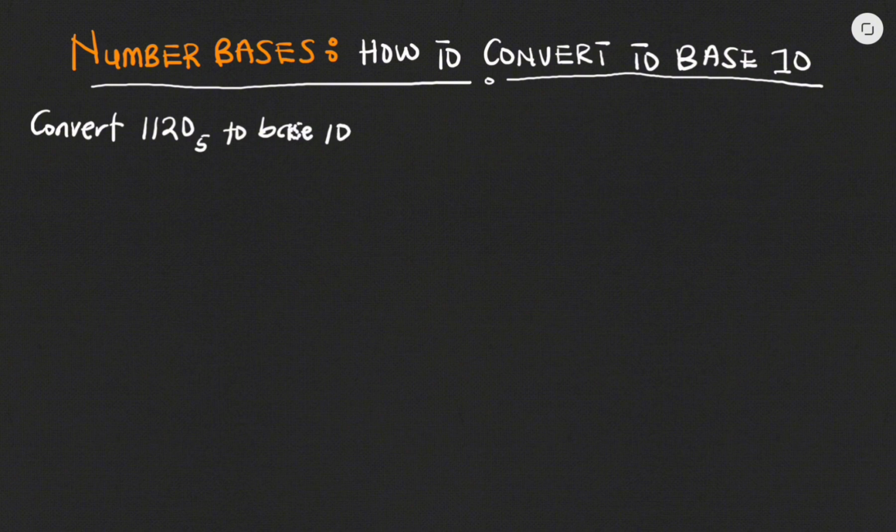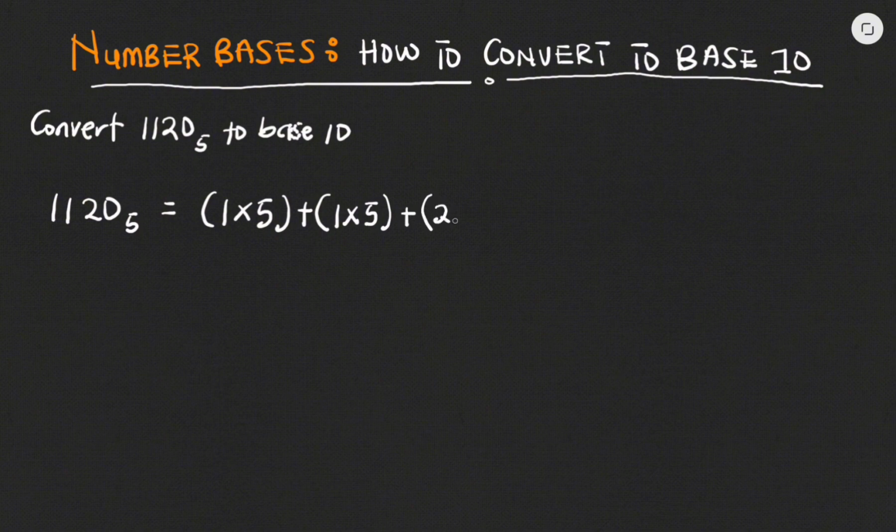This is the question we have: convert to a base 10 numeral. To convert any number to base 10, this is what we do. In this case, we have 1120 base 5. The first thing we do is use each digit to multiply the base. So we have 1 multiplied by 5, the first one multiplied by the base, which is 5, plus the second one multiplied by 5, plus the 2 multiplied by the base, which is 5, and then plus the last digit, which is 0, multiplied by the base, which is 5.